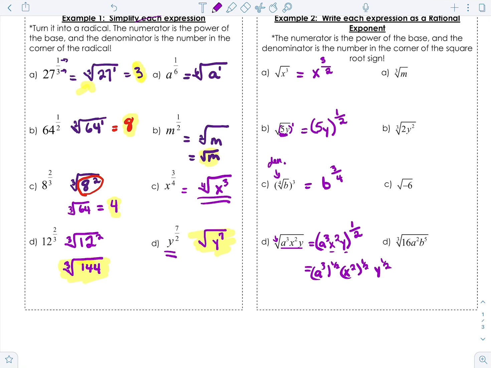We know by power of a power, 3 times a half is just 3 halves, so this is a to the 3 halves. By power of a power, 2 times a half is just 1. So this is x. And then we leave y to the 1/2. So this would be our simplified version. All right. I want you to try A, B, C, and D.